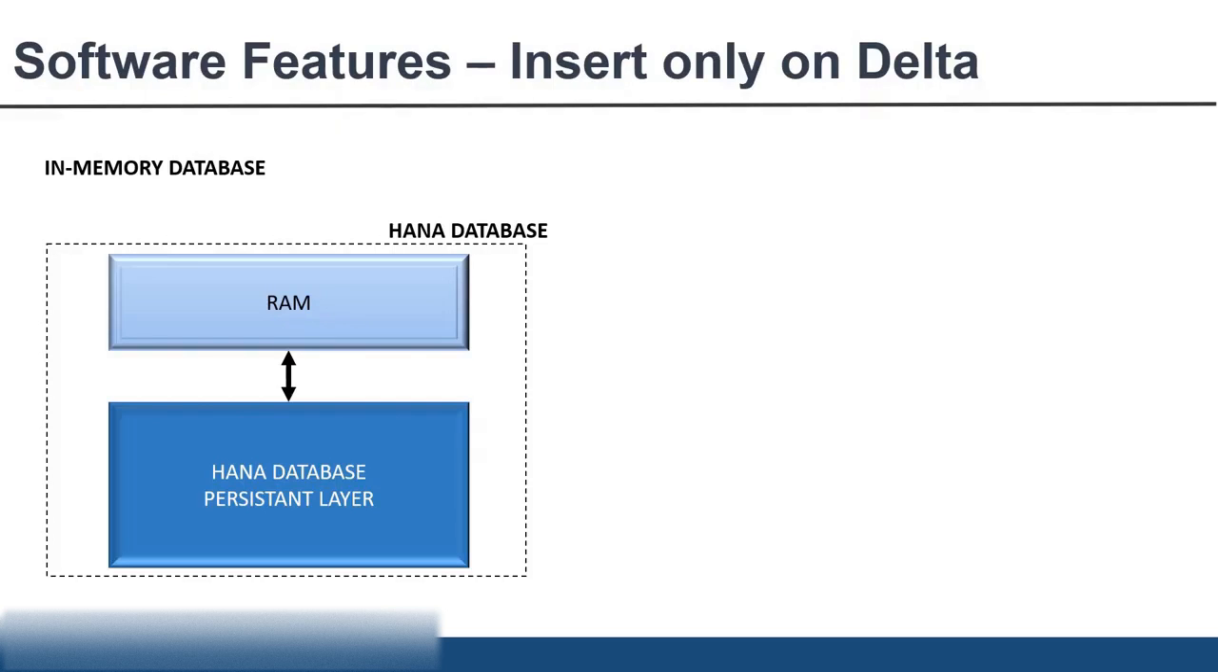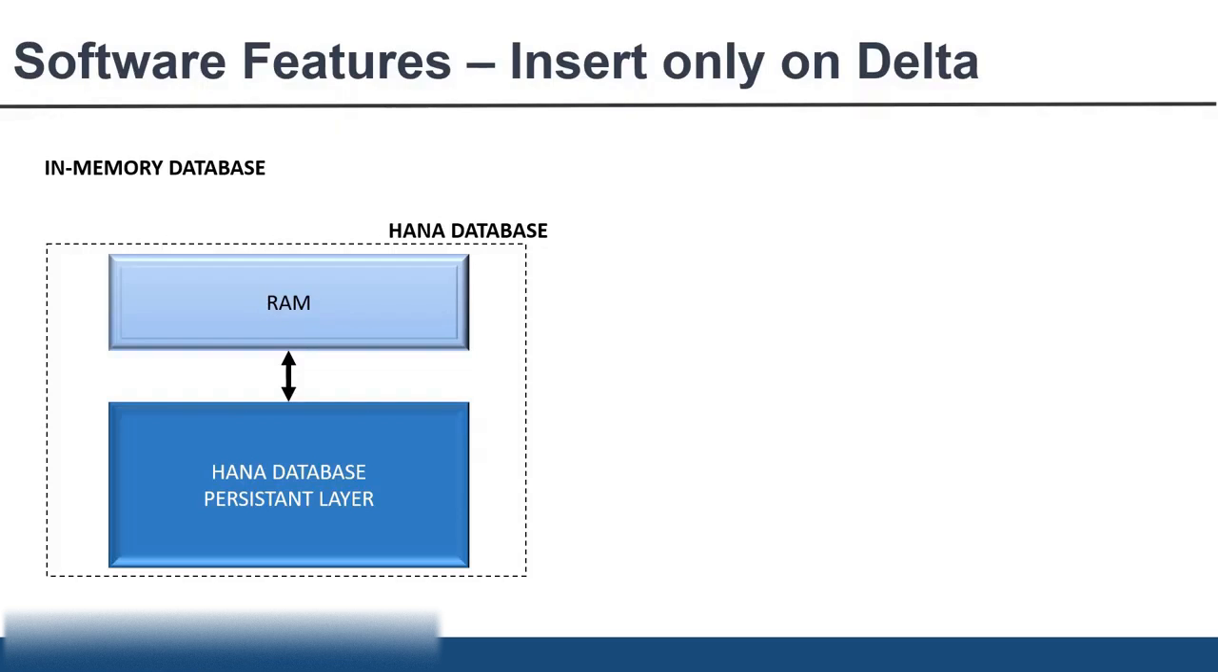So what is the persistent layer? Persistent layer is a permanent memory wherein all your database tables and the values are stored permanently into the database. And obviously you know RAM, it is a volatile memory. If the connection goes off, whatever data you have in RAM, you will lose that data. So in case of HANA, all your data, all your tables are permanently stored in the persistent layer.